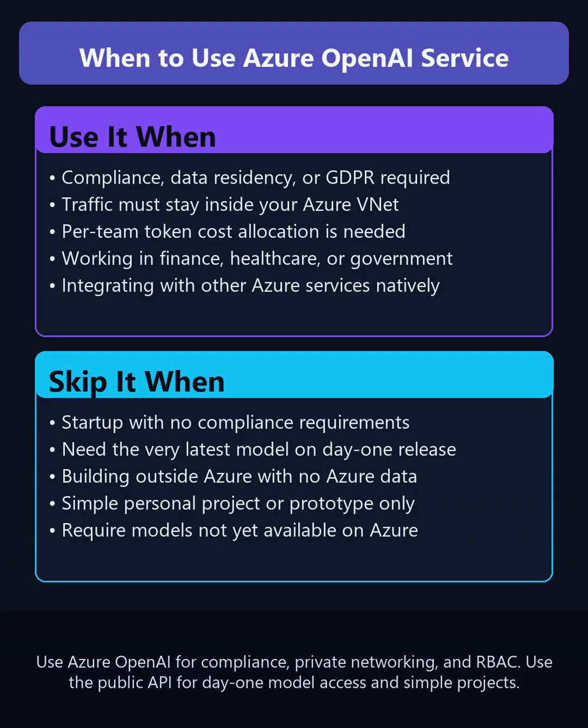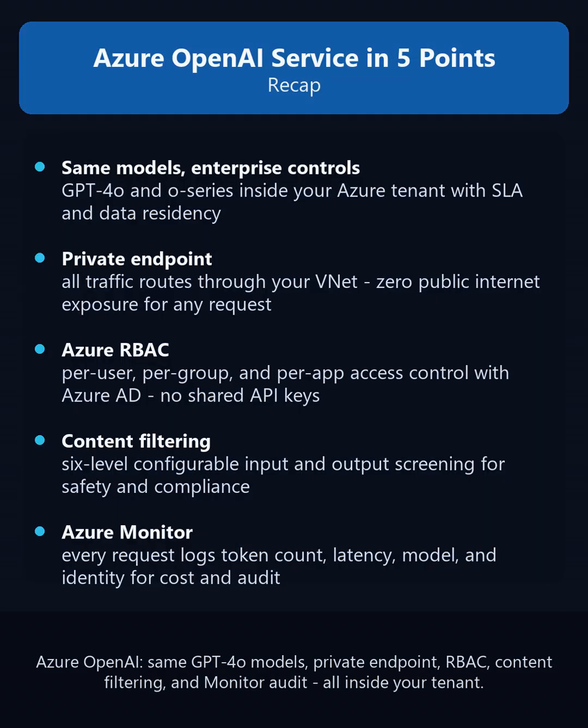Azure OpenAI Service in 5 points. 1. The same GPT-4o and O series models as OpenAI, deployed in your Azure region. 2. Private endpoint keeps all traffic inside your virtual network. 3. Azure RBAC controls access per team and application with no shared API keys. 4. Configurable content filters screen inputs and outputs at 6 severity levels. 5. Azure Monitor captures every request for cost allocation, latency tracking, and compliance audit.